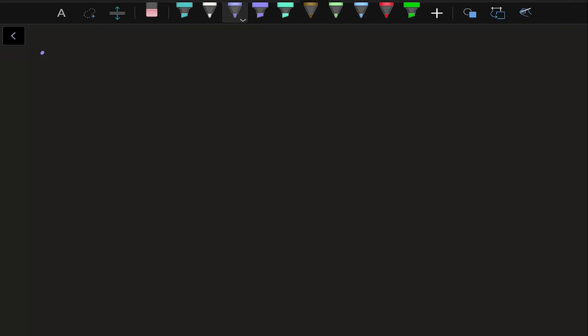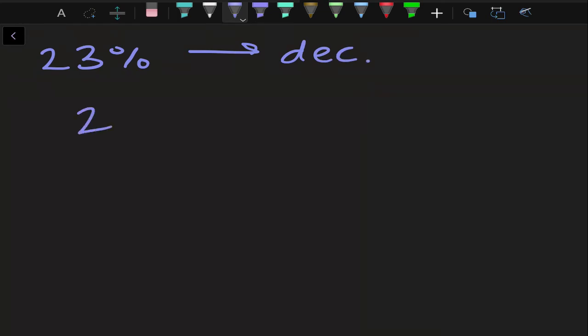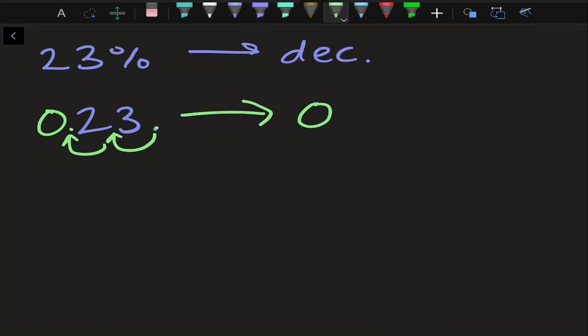Another example here, 23% to a decimal. Okay, I'm going to speed the process up a little bit, and I'm going to quickly move that decimal over, add it here, and add a 0. I'm going to immediately remember to drop the percent sign, so I end up with an answer of 0.23.